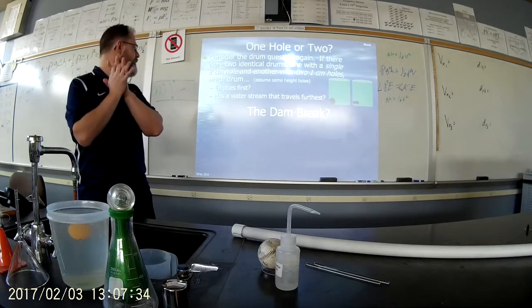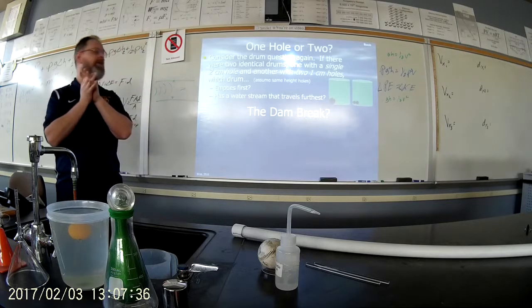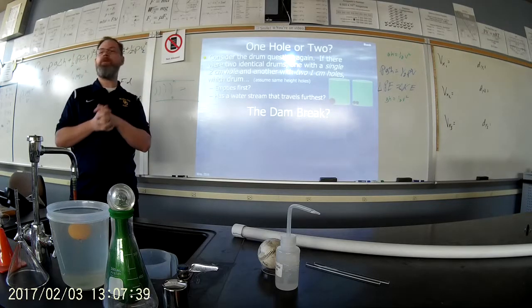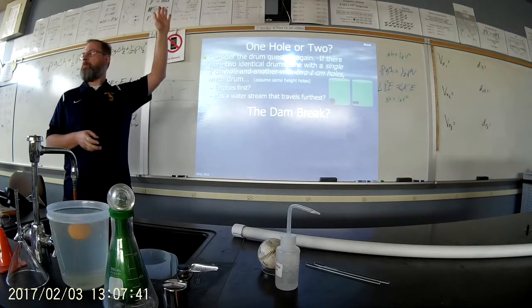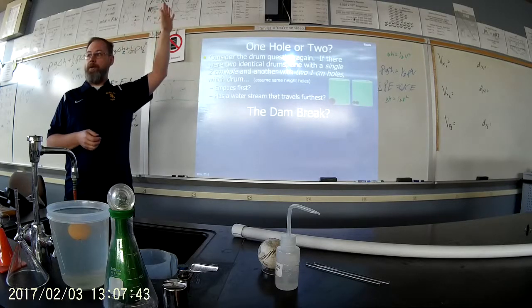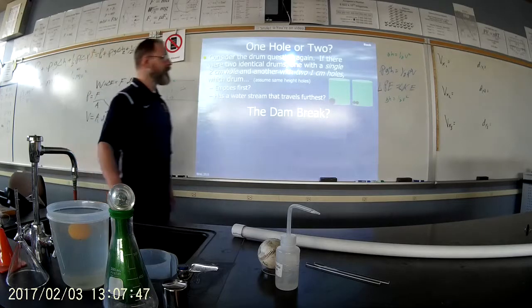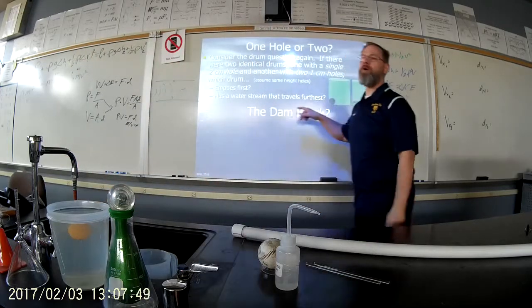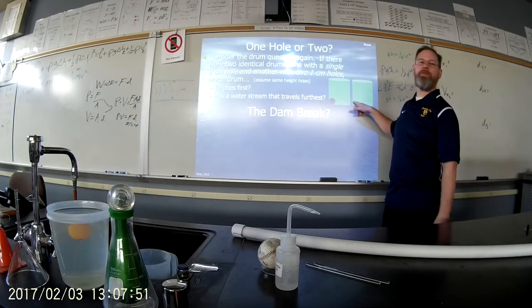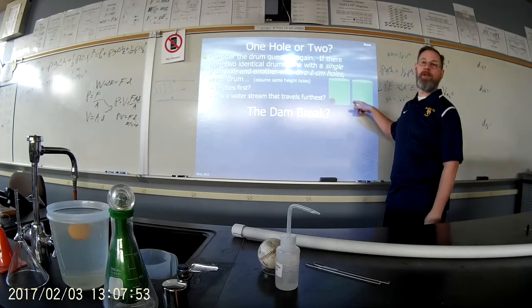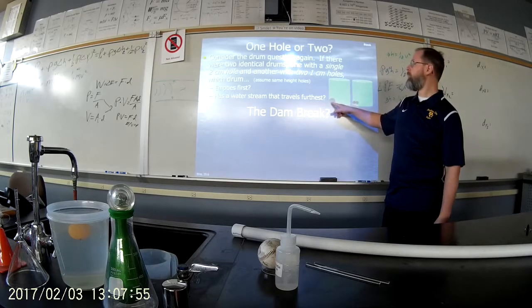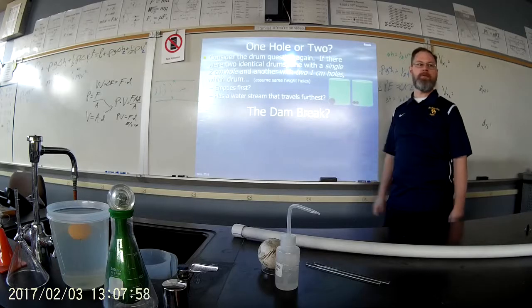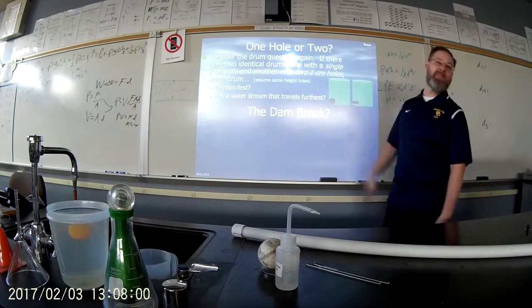And then which has a water stream that travels the furthest or travels the fastest? Who says the one hole has the fastest stream? Who says the two hole has the fastest stream? Who says they're the same? Two hole has the fastest stream. In fact, if you do the math, two holes equal in diameter to the radius will have half the area of this one here. So less diameter.